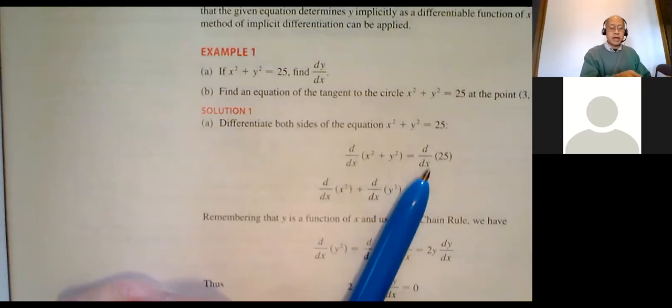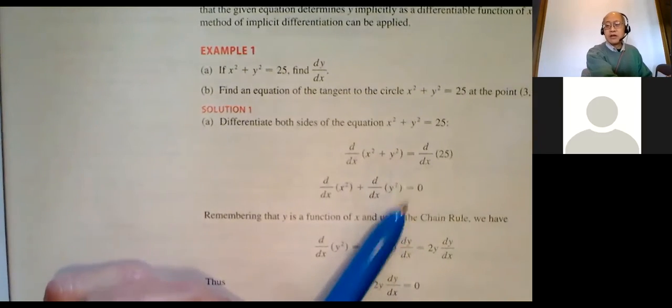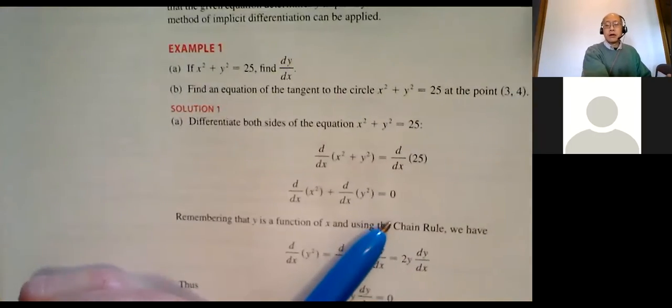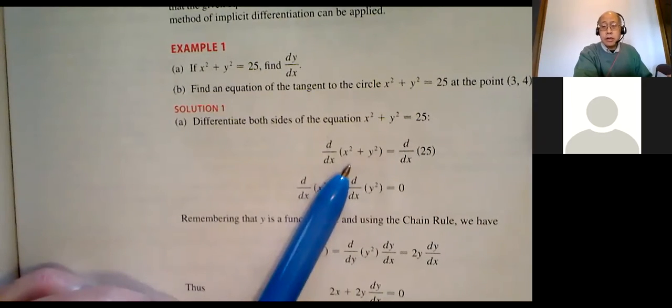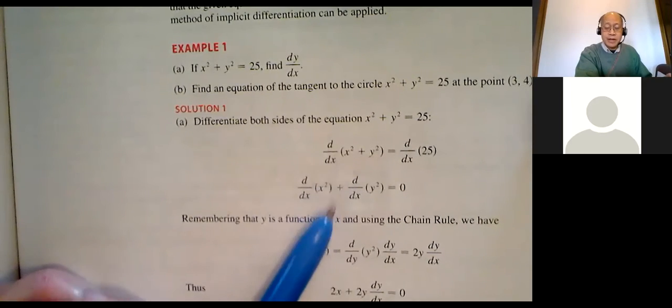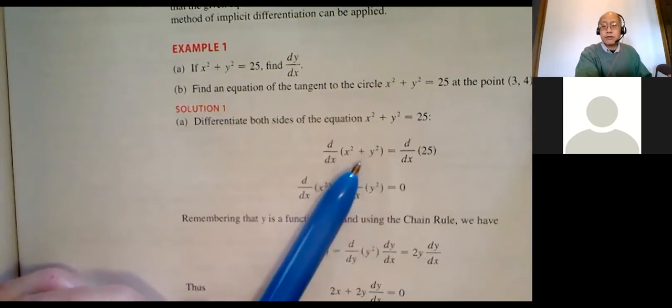Okay, let's get the right side out of the way. What's the derivative of 25? Zero. Okay, now look very carefully at how they do this. This is a perfect example of how implicit differentiation works. In fact, it's a good example to put on your cheat sheet if you wish.